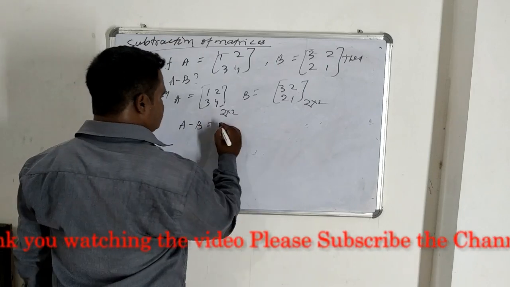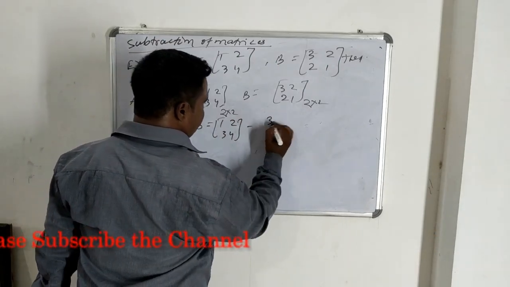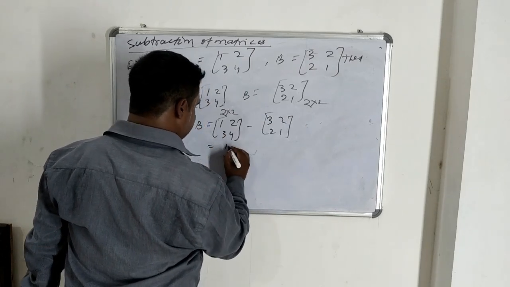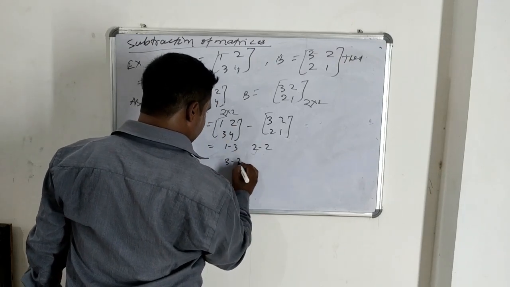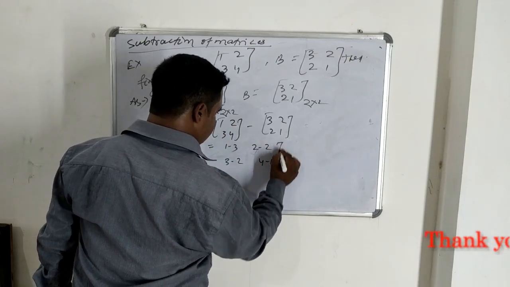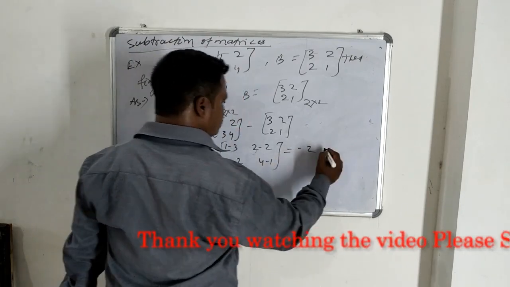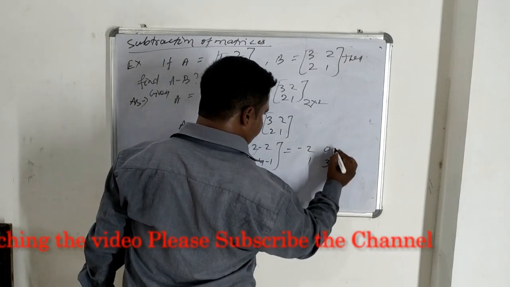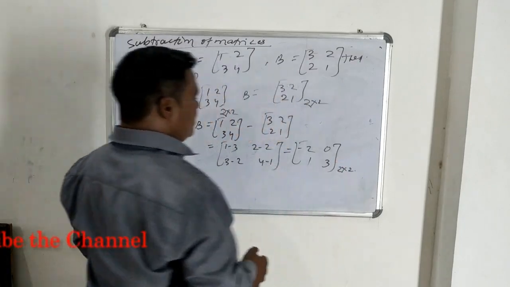So 1, 2, 3, 4 minus 3, 2, 2, 1. 1 minus 3, 2 minus 2, 3 minus 2, 4 minus 1. 1 minus 3 is minus 2, 2 minus 2 is 0, 3 minus 2 is 1, 4 minus 1 is 3. The result is also 2 by 2.